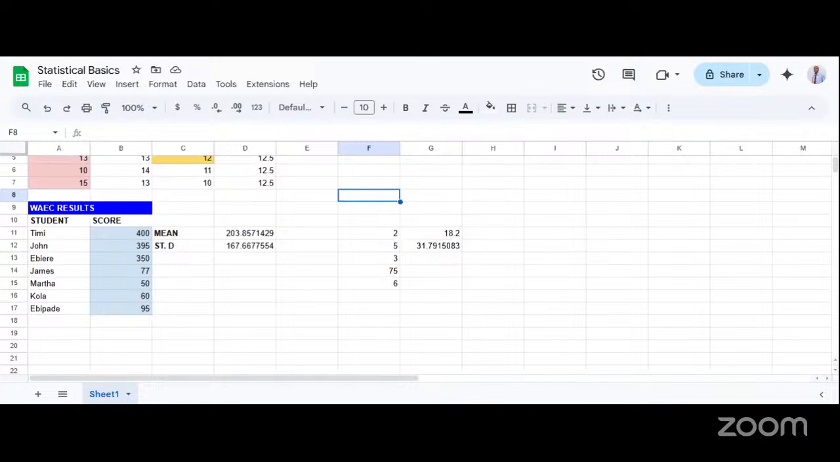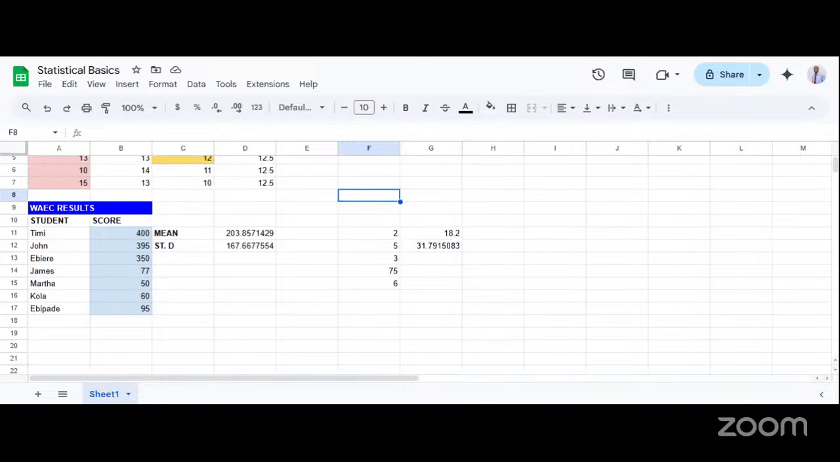Going downwards, you see that a low standard deviation tells you that all the data points are close to the mean. After calculating your standard deviation, if you have a very low value, it means that all the range of values there are close to the mean.